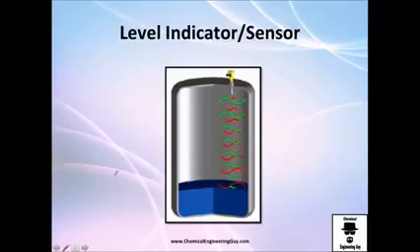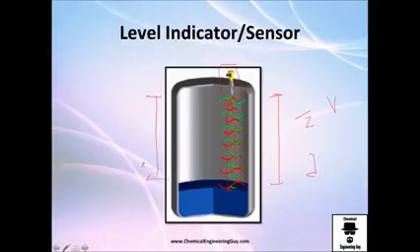Other fancy sensors, for example, this ultrasonic one sends waves right here, then they bounce, and the time required to do that divided by 2, and the velocity will give you the distance, which is the height, and the height will show you the level. So it's very fancy actually.